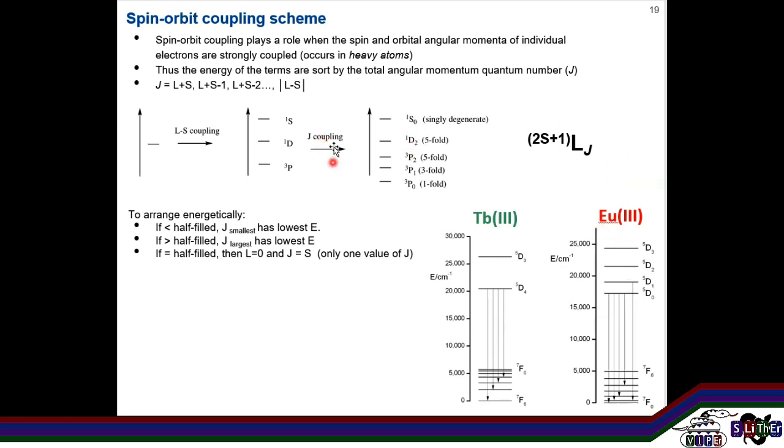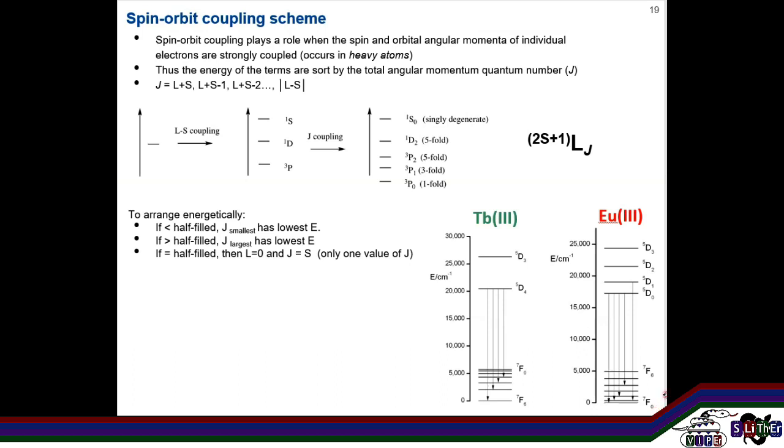So with the spin-orbit coupling, we get the splitting of the terms, and for less than half-filled orbitals, we start with the smallest J as the ground state. For greater than half-filled, we have the largest J value as the ground state. And so an example of this is the terbium ion, and its ground state is a 7F6, but europium, which is less than half-filled, has a 7F0. So I should have flipped these over, but so 7F0, less than half-filled. If we move to gadolinium, which is exactly half-filled, there's only one value of J.